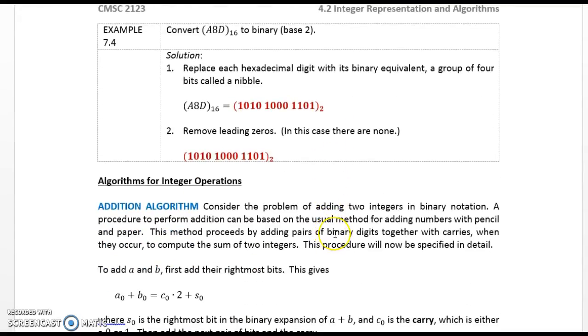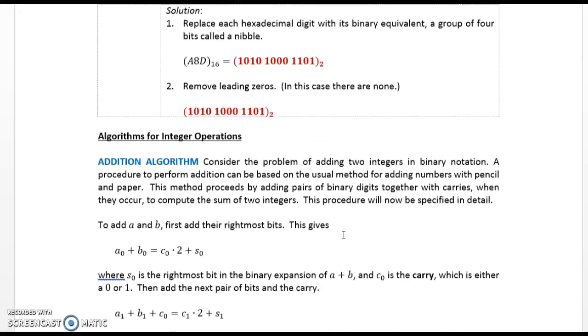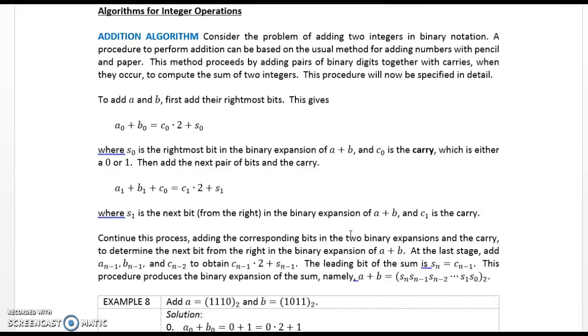And example 7.4, convert A8D, Alpha 8 Dog, base 16 to base 2. Replace each hexadecimal digit with its binary equivalent, a group of 4 bits called a nibble. So A is 1010, 8 is 1000, and D is 1101. Remove leading zeros, and in this case there are none. So here we have some, I think we'll stop there and continue.